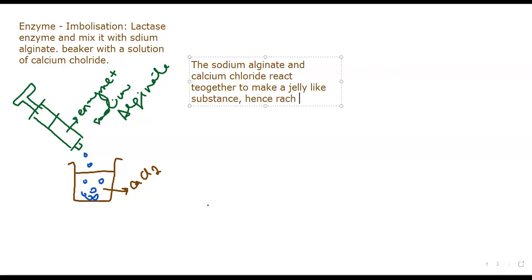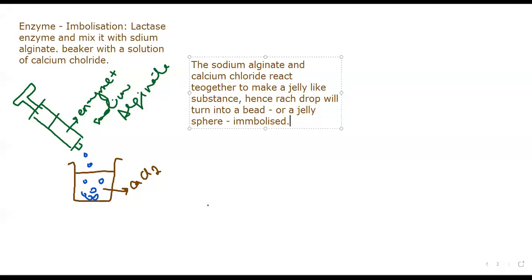Hence, each drop will turn into a small bead. Each drop will harden and become a jelly sphere, right? At this particular point, now our enzyme is immobilized. It's not that hard, something that's actually quite easy to do.